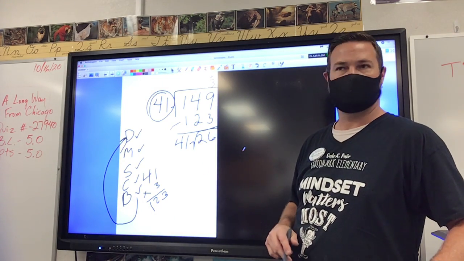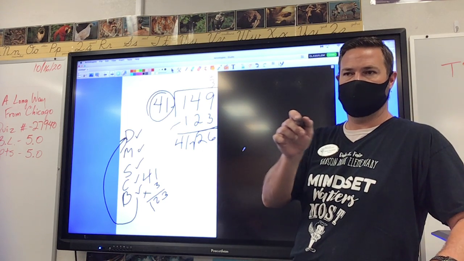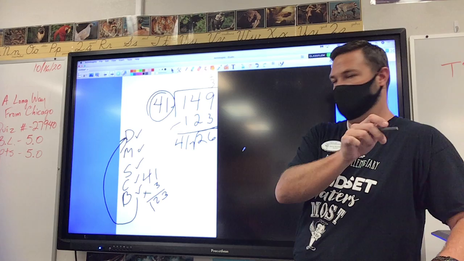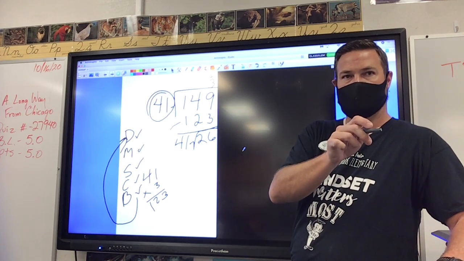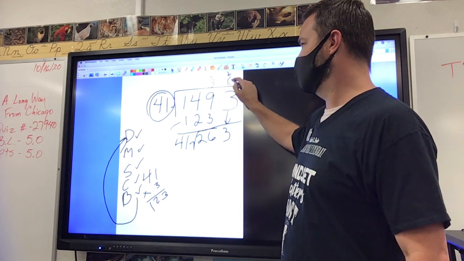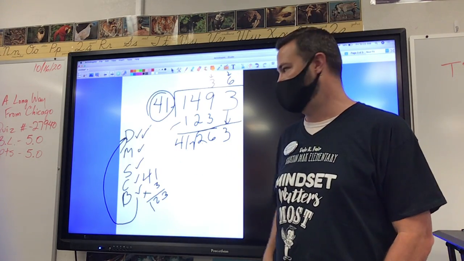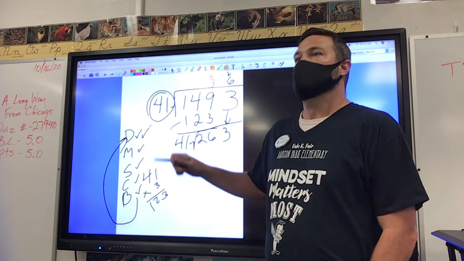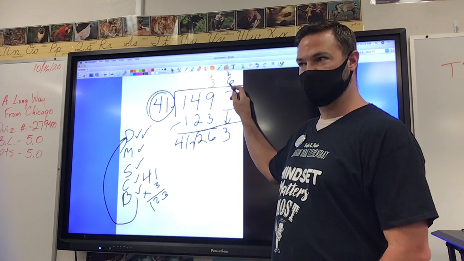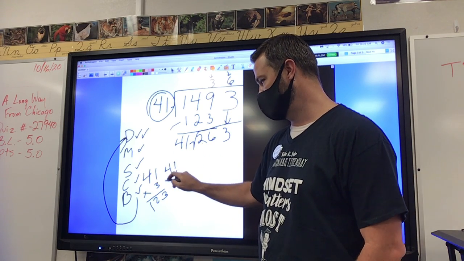How many times will 4 go into 26? 4, 8, 12, 16, 20, 24, 28. Oh, that's too high. How many times? 6. I just wrote down a number. I just divided 4 into 26 is 6. Now what? Multiply 41 times 6. Multiply the 6 that I just wrote down. 6 times 41. So 41 times 6.